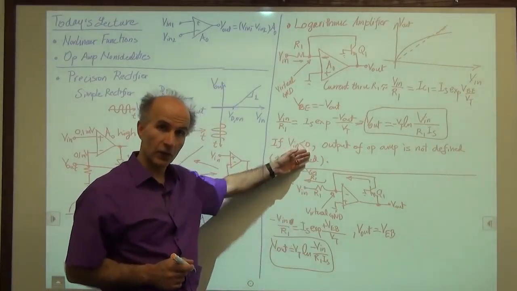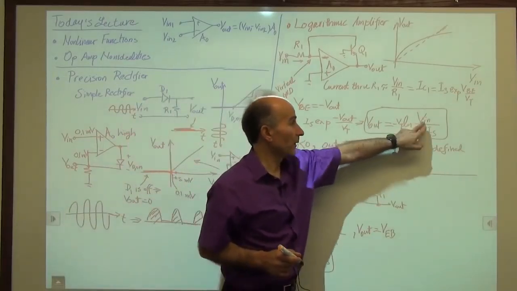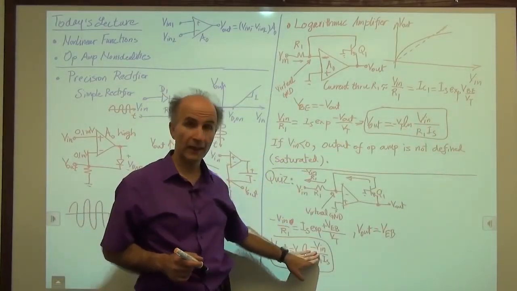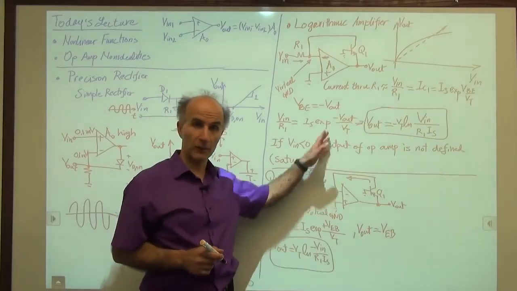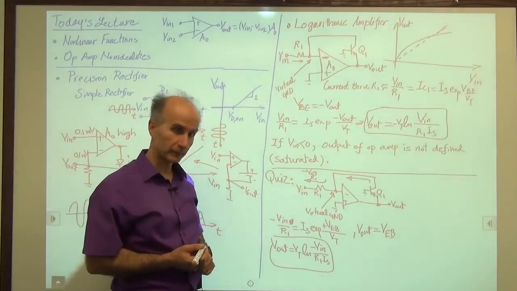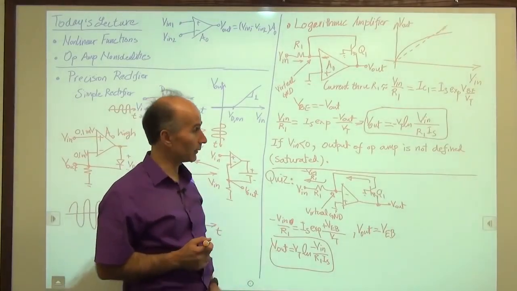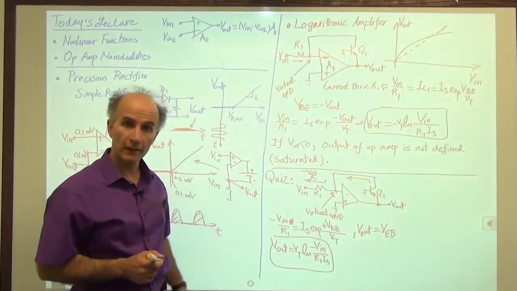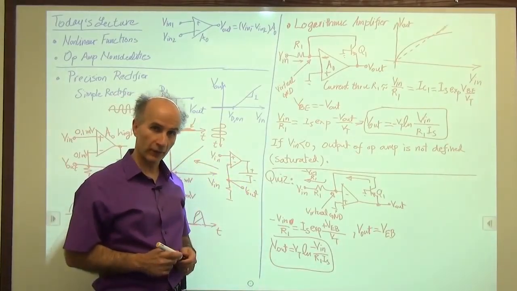So in the previous version, the input had to be positive at all times. In this version, the input has to be negative at all times. That's the only difference between the two. Otherwise, they are very similar. So that's another interesting example of how we can use an op-amp and some nonlinear device to create all sorts of interesting functions.